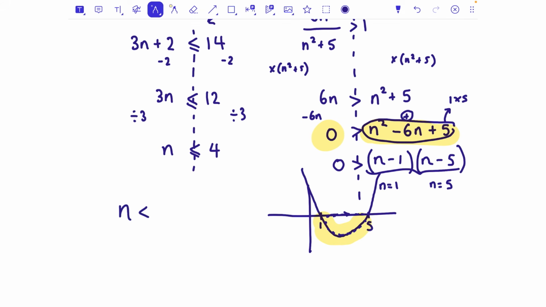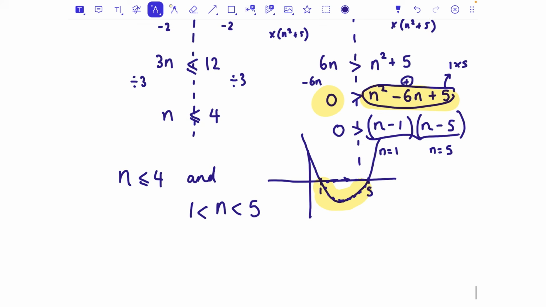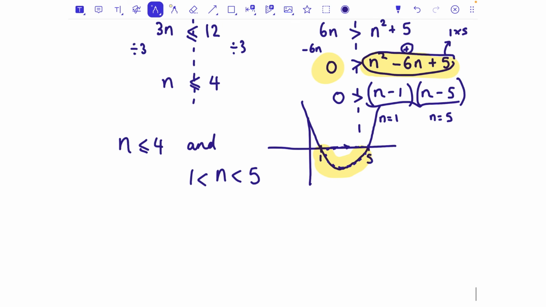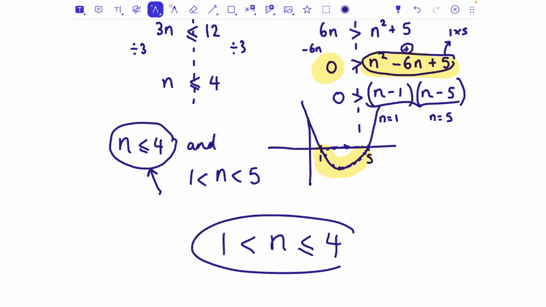Okay, so now I've got n has to be less than or equal to 4 and n has to be bigger than 1 and less than 5. But I wouldn't bother writing all of that because this is limiting me at that top end. So for my final answer, I can't actually have 4.5 or 4.7 or anything like that because n can only be less than or equal to 4. So my final answer is that n is bigger than 1, but it needs to be less than or equal to 4 because of that solution as well. And that is your final answer.